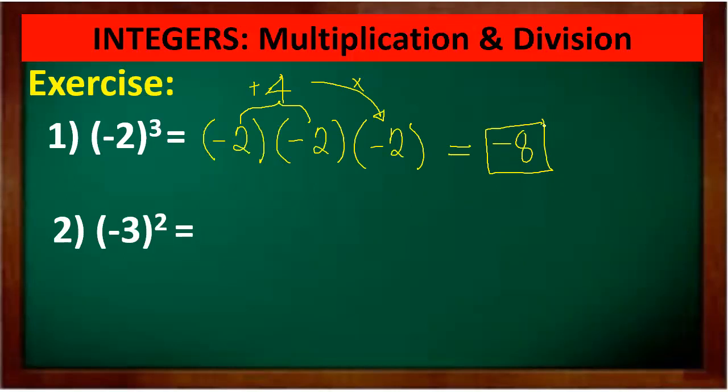Okay? So next is we have negative 3 raised to the power of 2. So still, we are going to expand it. Negative 3 times negative 3. Okay, so dalawa lang kasi raised to the power of 2 lang. So here, pareho yung sign, negative times negative. Sabi natin, your answer will be positive. So 3 times 3 is 9. So therefore, ang answer natin is positive 9.